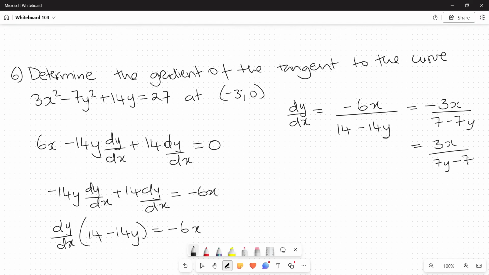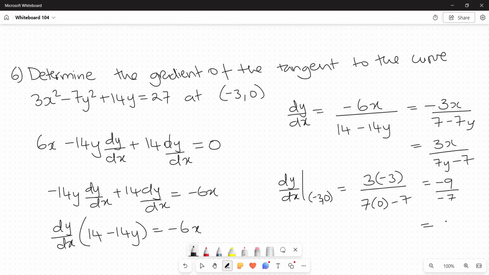Okay, so now our gradient at this point, we have dy/dx at the point (-3, 0). We have 3, x is negative 3, and then we have 7 times 0 minus 7. This gives us negative 9 over negative 7, and our gradient is 9 over 7.